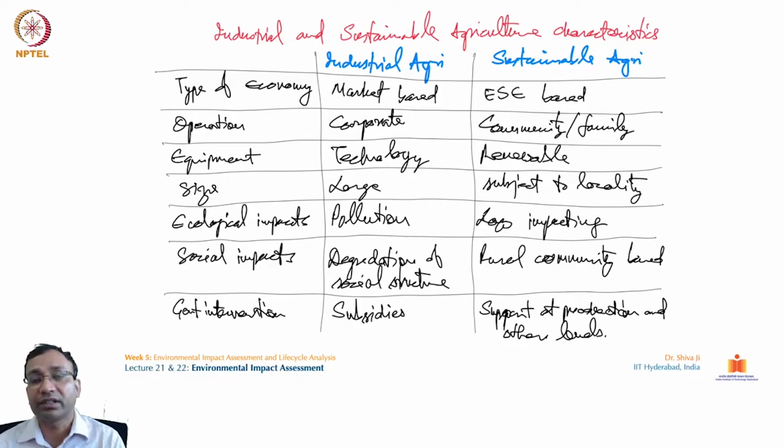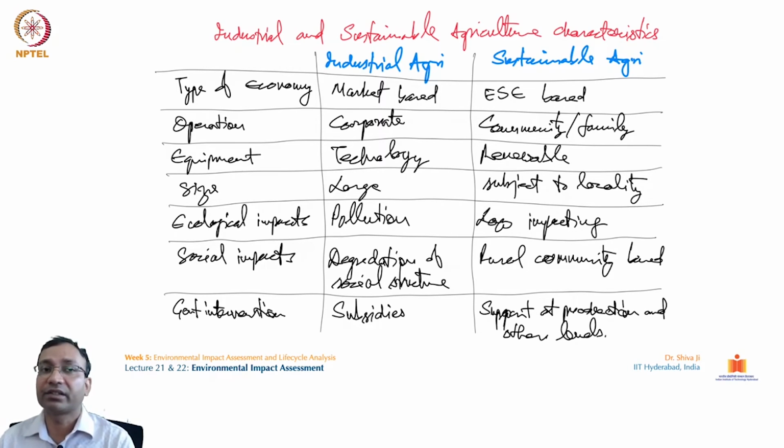And on the other hand, the sustainable agricultural system promotes independent, family-oriented or community-based participation, where the social aspects and social value systems are also taken care of, not just the monetary part. On the third criterion, the size of the operation: industrial agriculture usually happens at a very large scale, generally 500 hectares or even more.